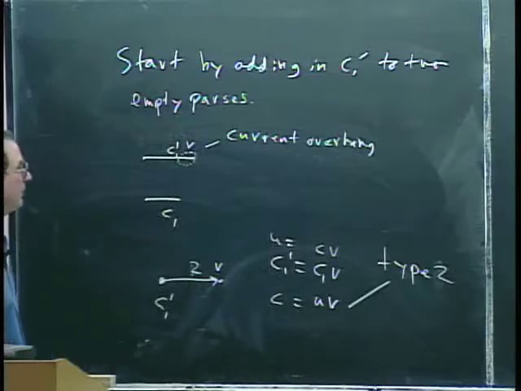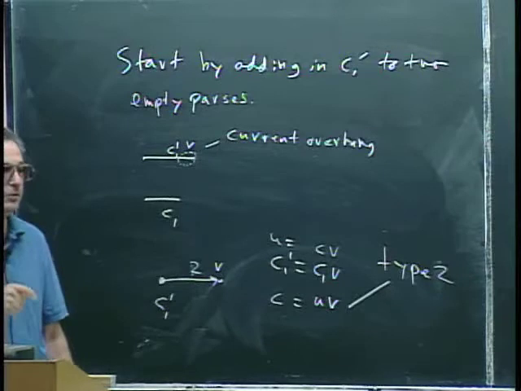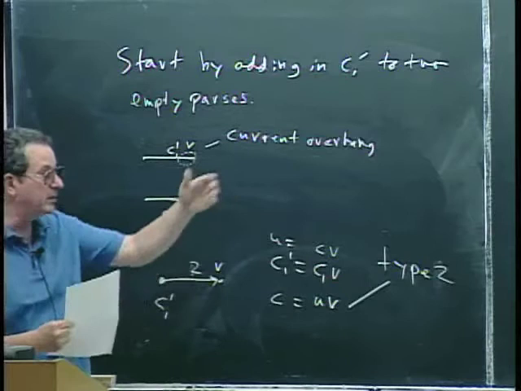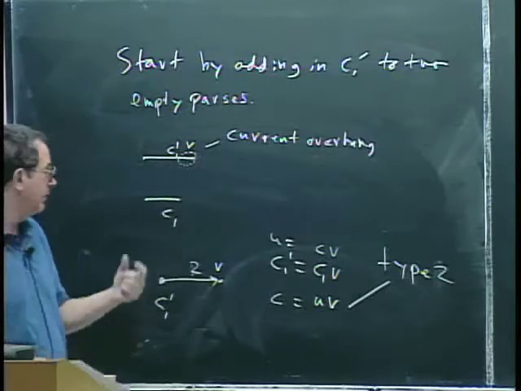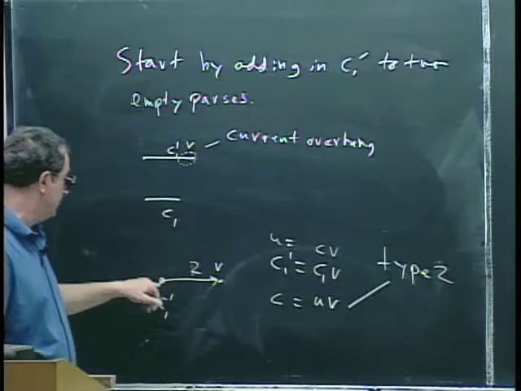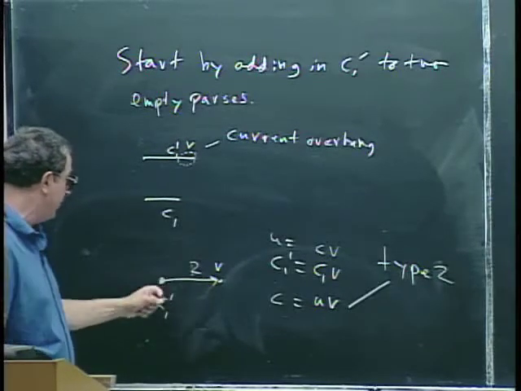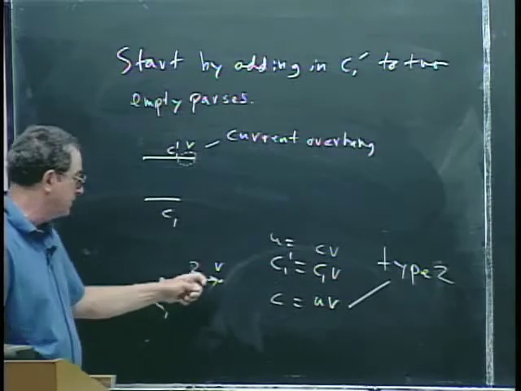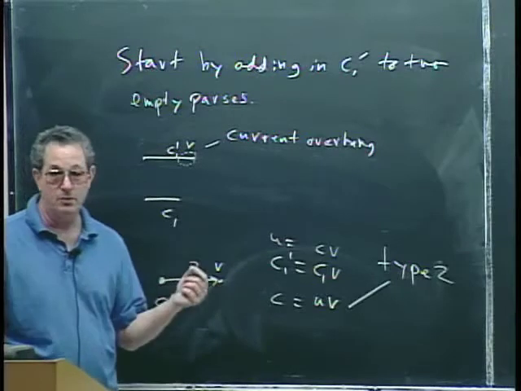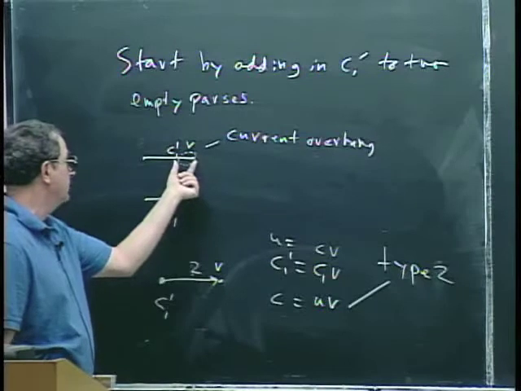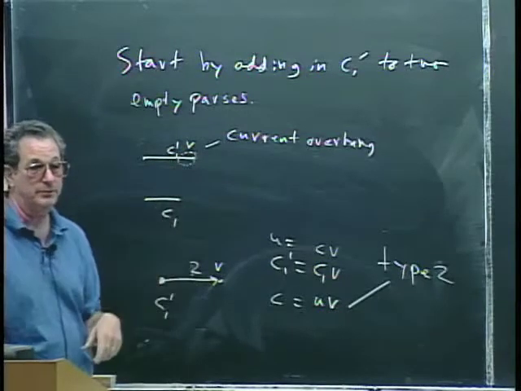Okay, so what we're going to show inductively is that as we add in each new code word to the parses, and we're going to add it in according to that rule, always adding in the next code word to the shorter of the two parses, we're going to be able to extend this path, the path that starts at C1 prime. Inductively, that's going to be a directed path to a node representing the current overhang. The current overhang will always be a suffix of a code word.